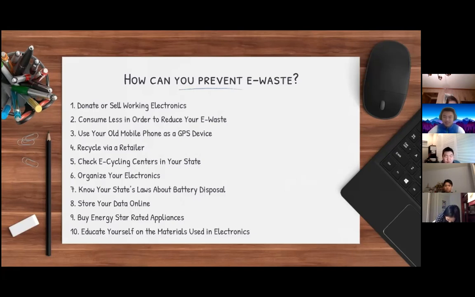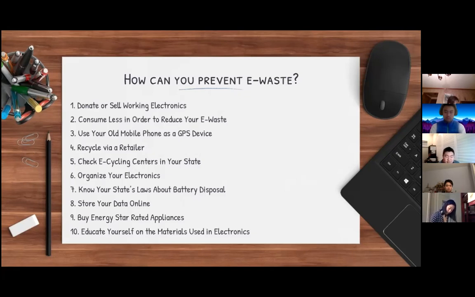Yeah. So for recycle via retailer, just break your phone and sell each piece to other people who need it. Yeah. The fifth one was check the e-cycling center in your state. Every state has some place, I believe a recycle station or something, where you can just give your old electronics, like old phones or computers, to them.